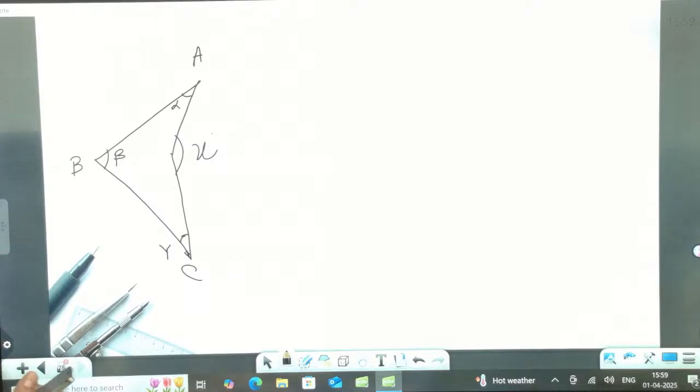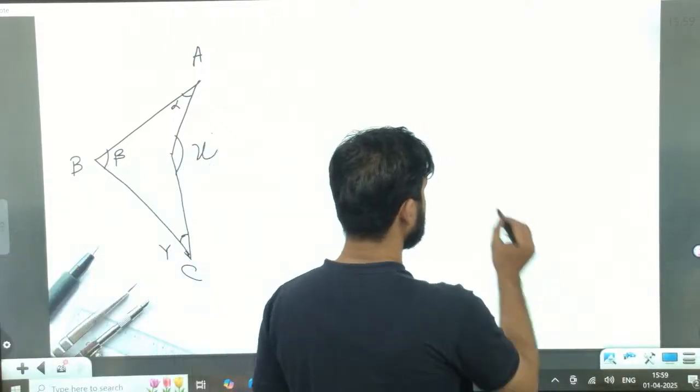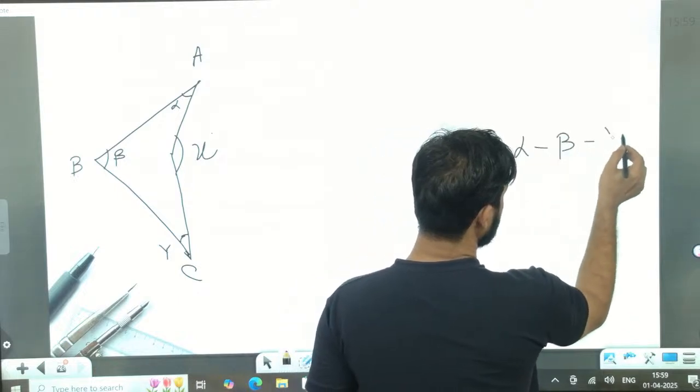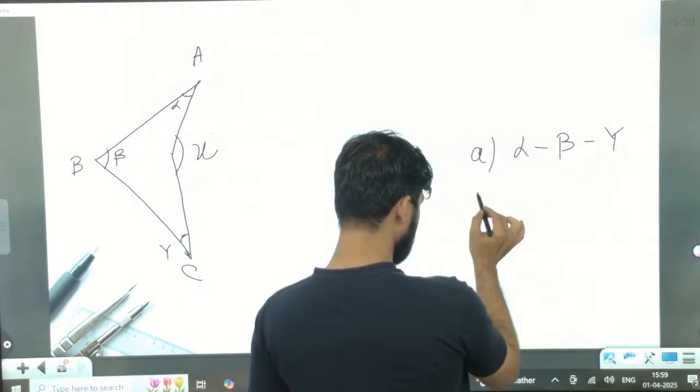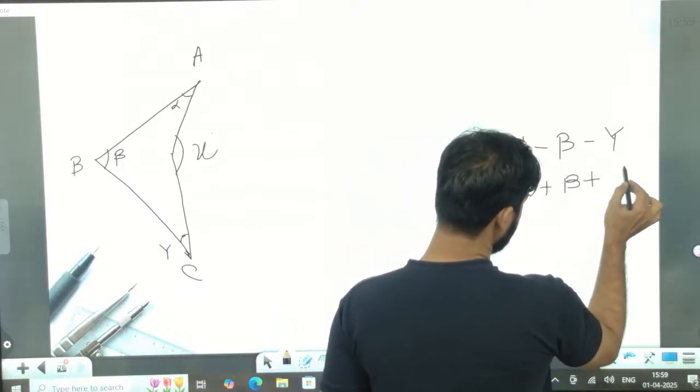Find the value of X. Find the value of X in this figure. I'm giving you the options also. Alpha minus beta minus gamma. Alpha plus beta plus gamma.